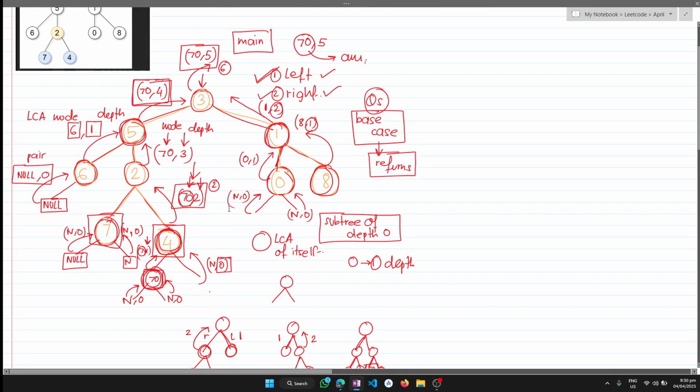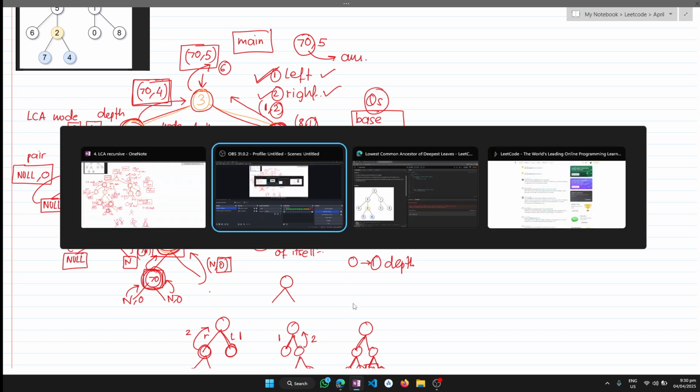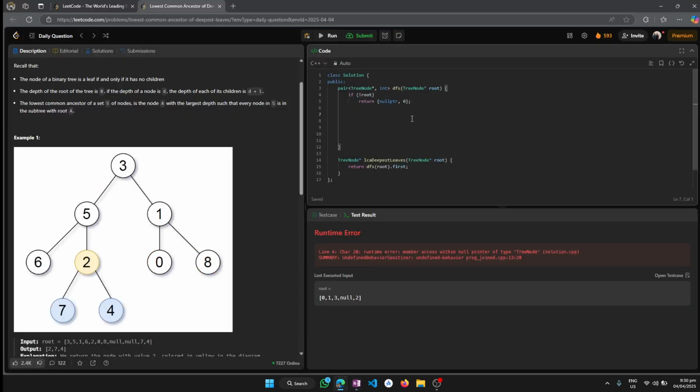If it's not clear, have a look at this process again, because this is what you need to understand. This is literally what you need to understand. If you understand this, you can write any recursive code in the world. So let's have a look at how we are going to write the solution.